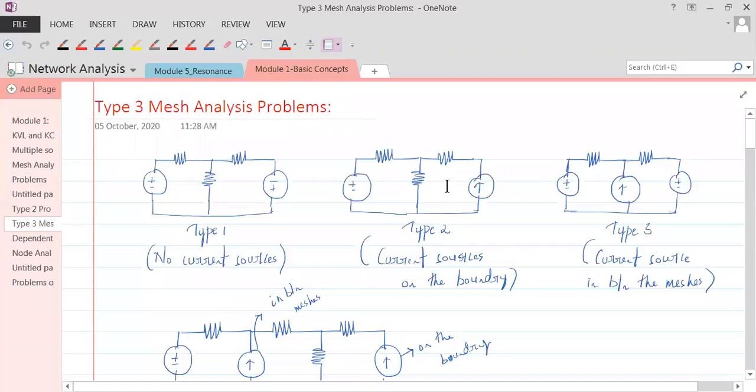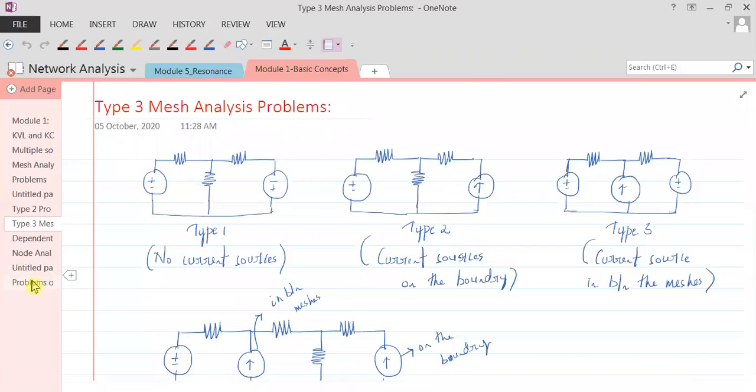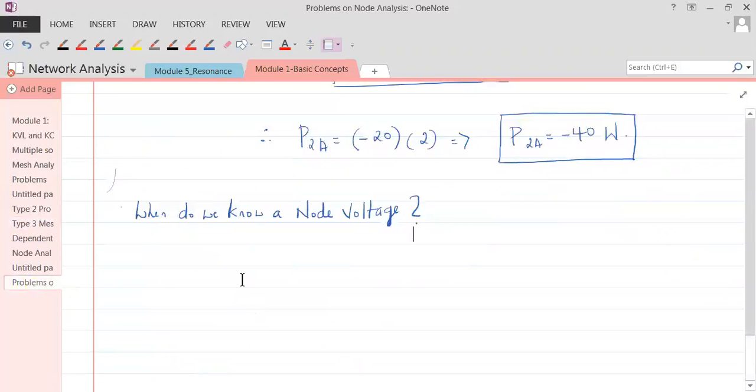right? Similarly, if we come to node analysis, if we know a node voltage, we don't apply KCL to that particular node. Why do we do node analysis? To find the node voltages. Node analysis is for finding the node voltages. Now what I'm saying is, when do we know the node voltage?